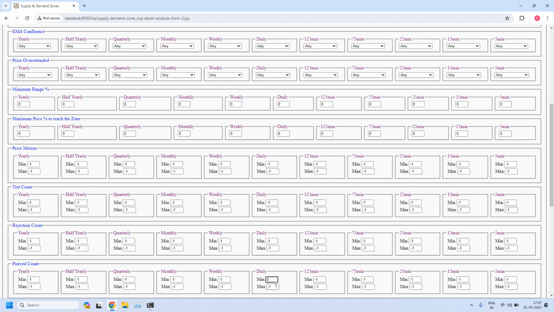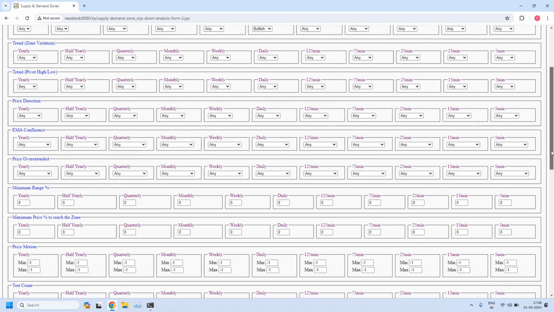So that's why I am setting the minimum value as 0. Maximum value I am also setting as 0, which indicates the zone's pierced count should be 0. That means if the pierced count is 0, the zone is not pierced. We want only such kind of demand zones.